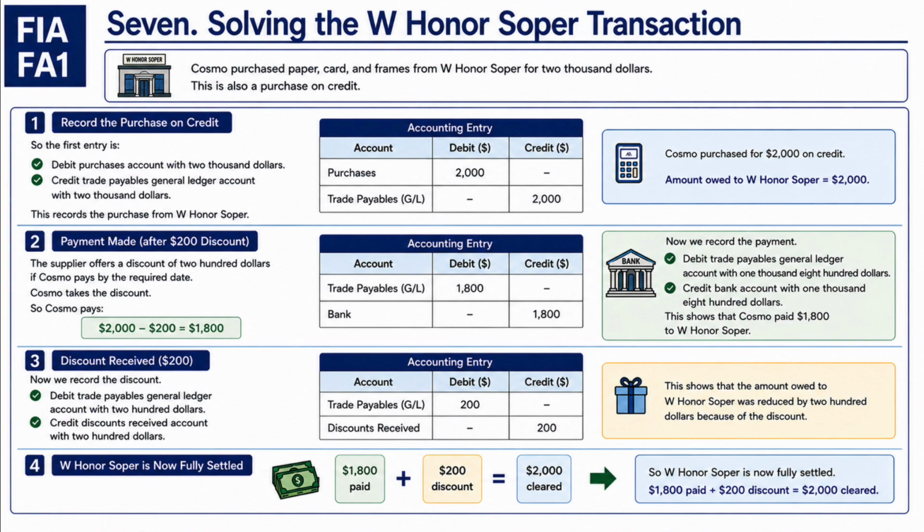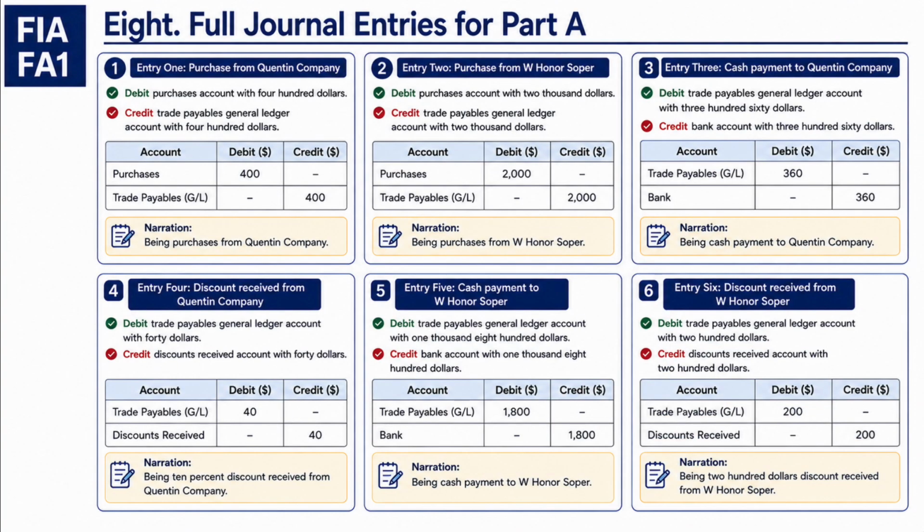This shows that the amount owed to W. Honor Soper was reduced by $200 because of the discount. So W. Honor Soper is now fully settled. $1,800 paid plus $200 discount equals $2,000 cleared. 8. Full journal entries for Part A. Entry 1. Purchase from Quentin Company.